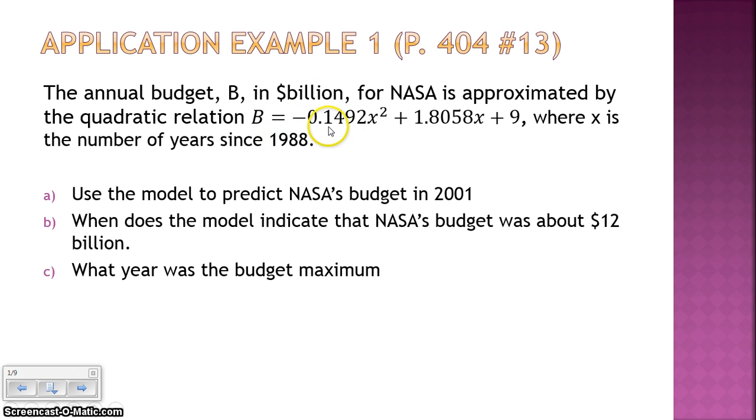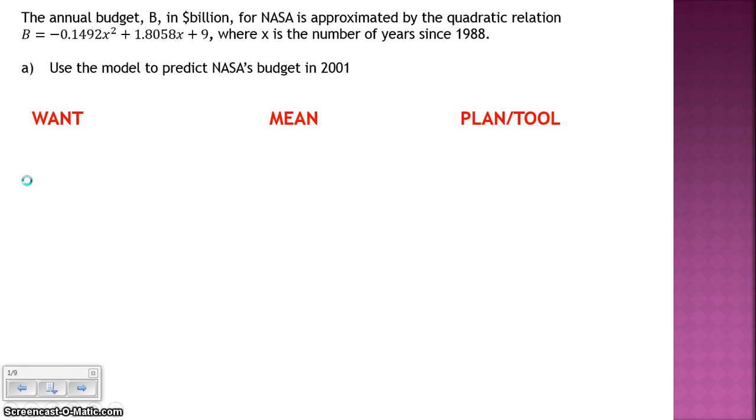Okay? So what we're going to do is look at question A. Use the model to predict NASA's budget in 2001. So again, one of the things that I was working on with you guys was breaking down a word problem. We break it up into 3 sections. The first one is 1. What is the question asking? 2. Well, what does that mean in the context of the quadratic relation? And 3. A plan or tool. Like, how are we actually going to go solving this?